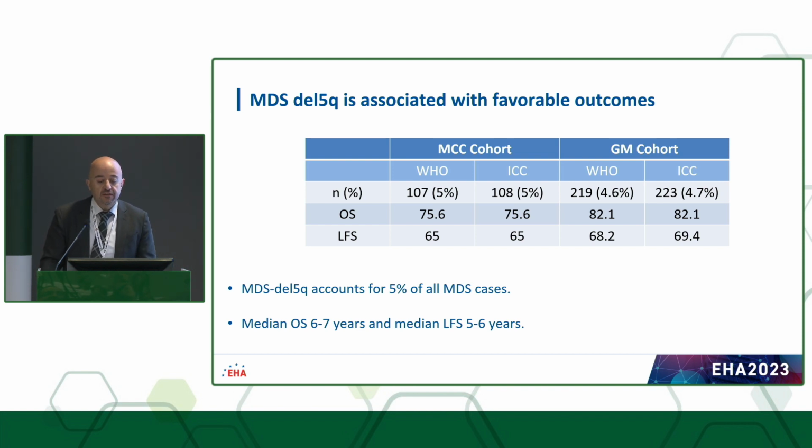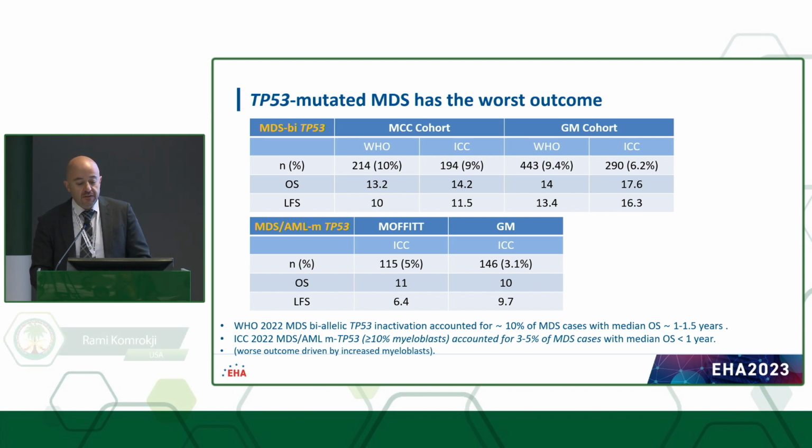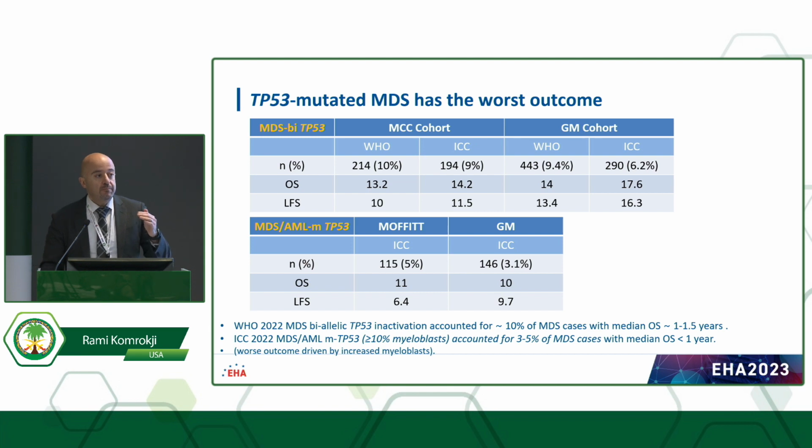Deletion 5q is also unique. It's around 5% of the patients. It probably has the second best prognosis after SF3B1, with a survival in the range of 6 to 7 years. P53, unfortunately, is our worst enemy in this disease, whether it's MDS or AML, particularly a biallelic P53. The group of monoallelic P53 with more than 10% blasts also had a worse outcome, partly driven by the P53, but mostly driven by the increased blasts.